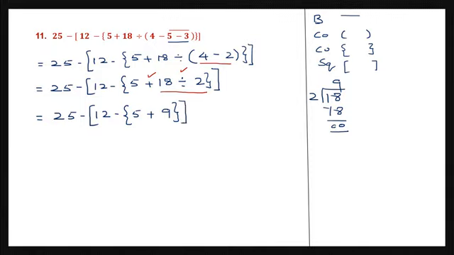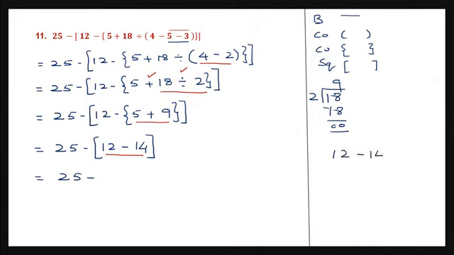Now we can open the curly bracket. So let's do that. 25 minus square bracket 12 minus 5 plus 9. 5 plus 9 is 14. So now our curly bracket is open. Let's close the square bracket. Now we need to do what is within the square bracket. So we continue 25 minus, now what is there in the square bracket? 12 minus 14, that is plus 12 minus 14.